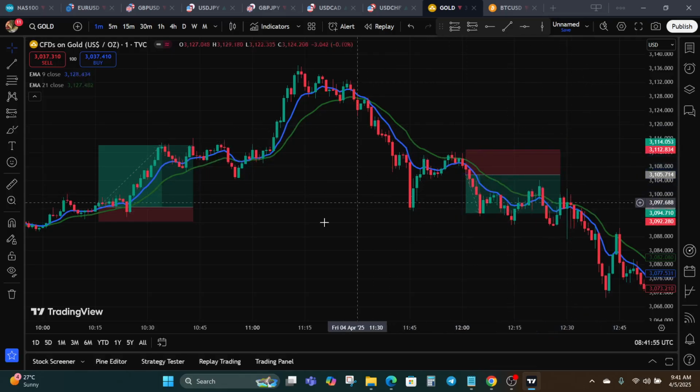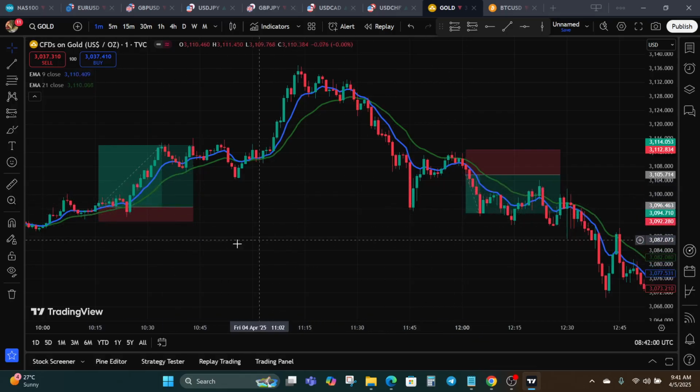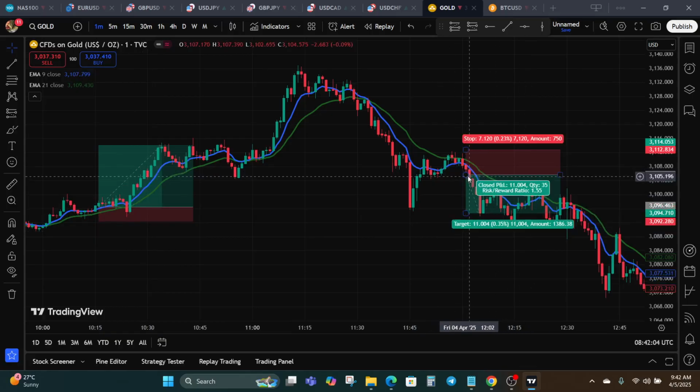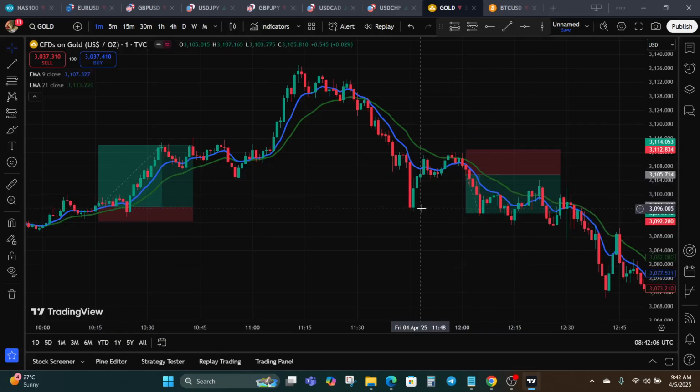So basically the entries are very easy to spot. The crossovers and the bullish candlestick pattern for a buy, bearish candlestick pattern for a sell. So these are your entries. They align momentum, structure, and timing.